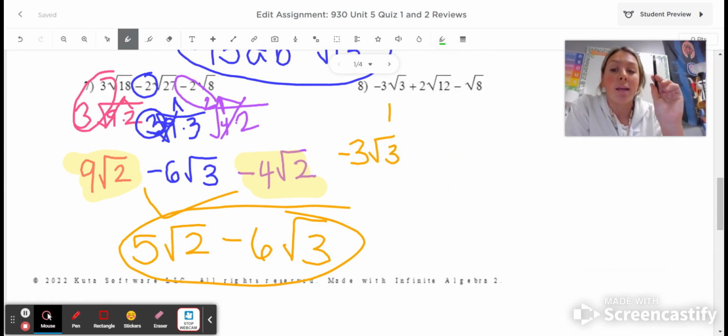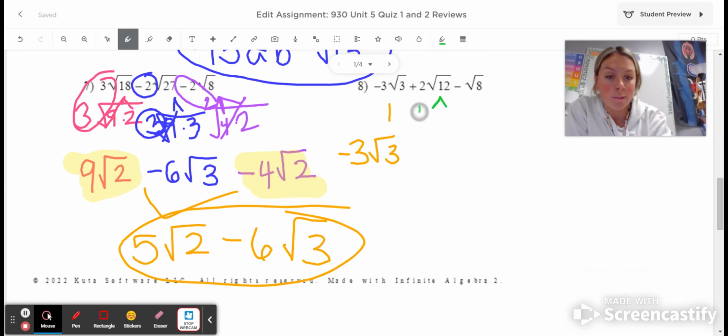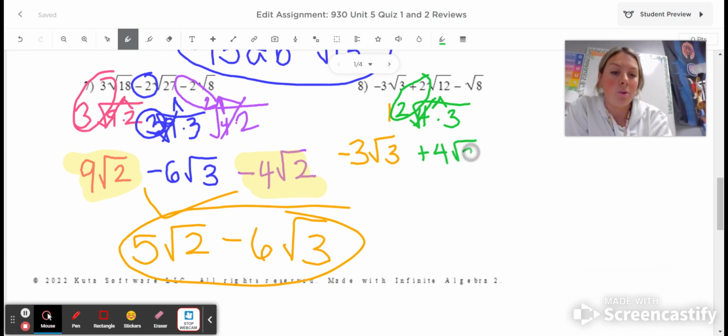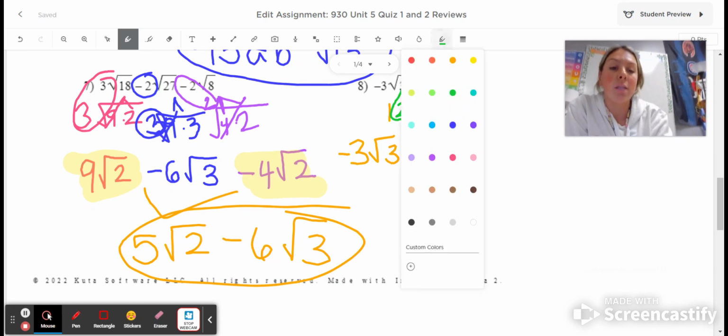All right. Next one I have is square root of 12. 12 can be divided by 4. So I've got 4 times 3. Square root of 4 is 2. So on the outside, I've got 2 times 2. So I've got plus 4 square root 3.